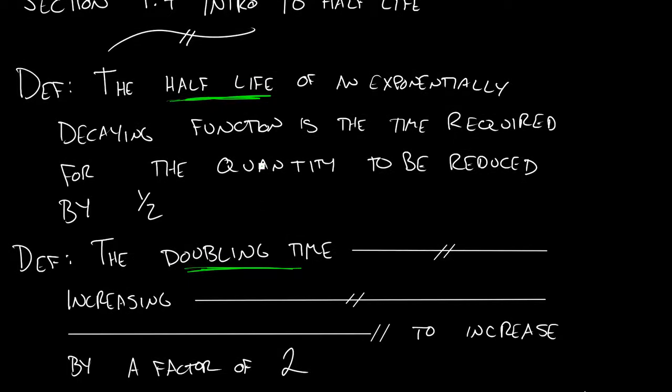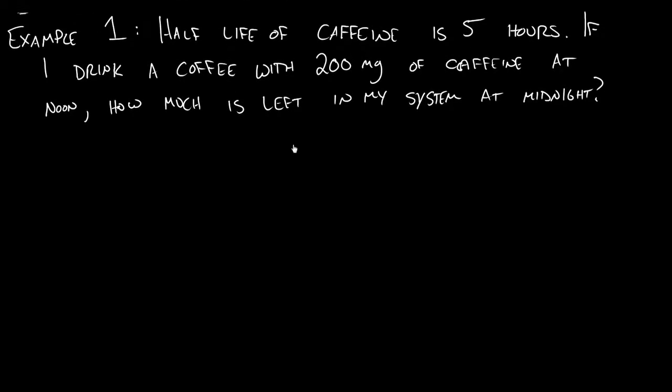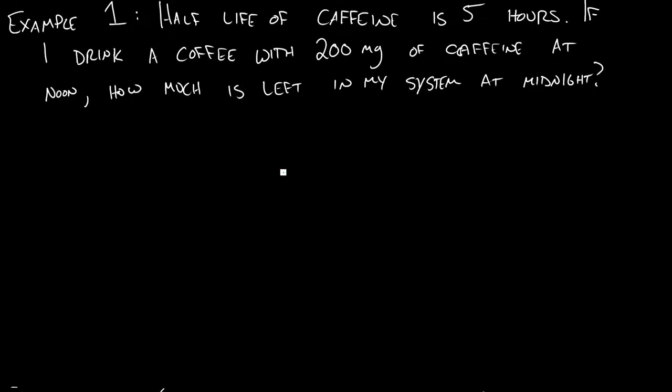So let's start with an example to see how this is going to work. Let's take the example of caffeine. This is something that you can actually look up on Wikipedia. This is true. The half-life of caffeine is about 5 hours. So if I drink a cup of coffee at noon and I have 200 milligrams of caffeine, that's the amount I have in my bloodstream. How much am I going to have in my system at midnight, right? It's not going to all be gone.